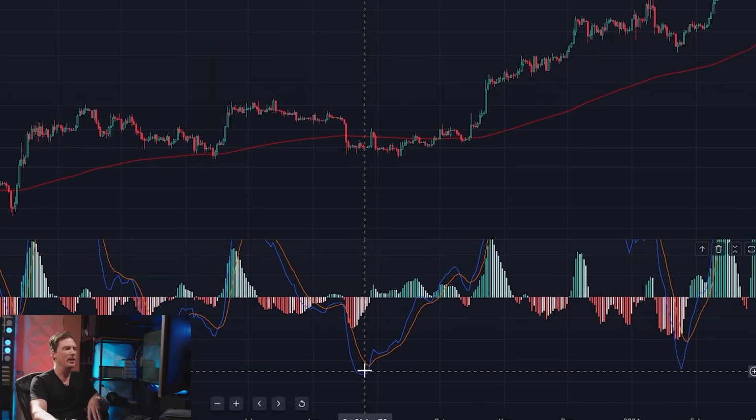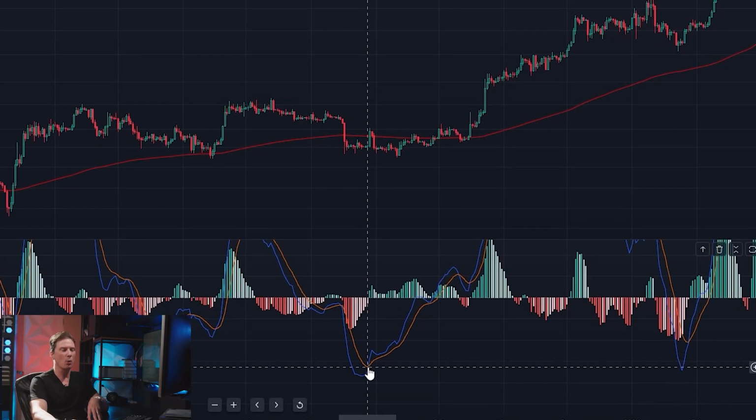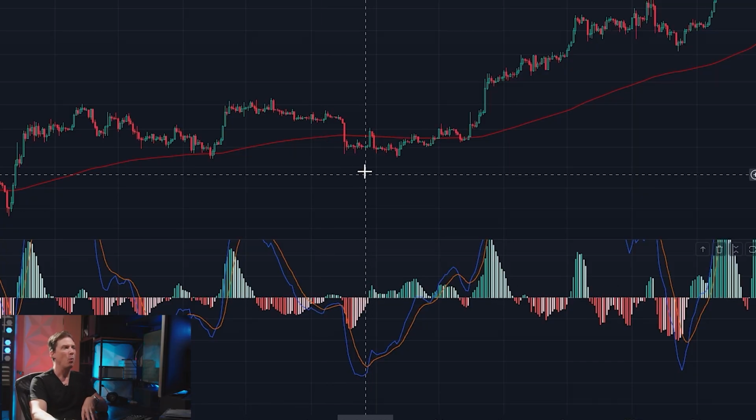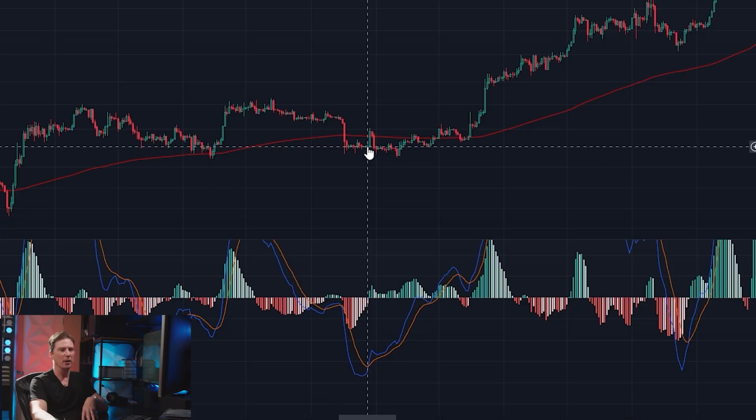So normally when the blue line crosses upwards over the orange line and these lines are below the zero line, it's a good time to long. However, why did that signal not work here? Because the overall macro is going sideways. So how do we protect ourselves from that false signal?